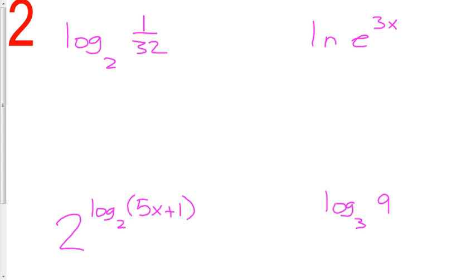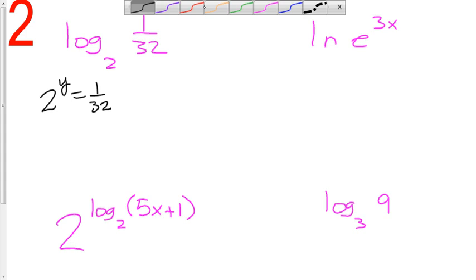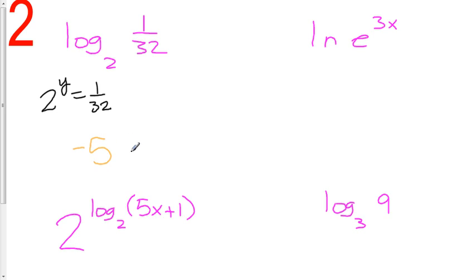Now then, on the non-graphing calculator part, having to evaluate these things, this would be 2 to what power is equal to 1 over 32. Well, 2 to the 5th is 32, and so since it's the reciprocal of 32, then it's going to be a -5 for an answer.